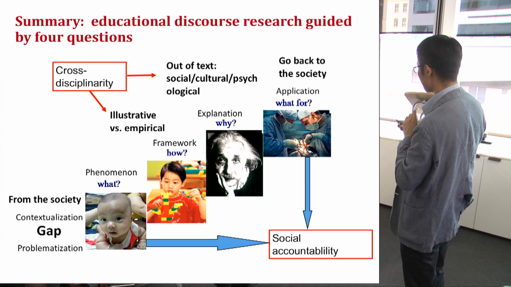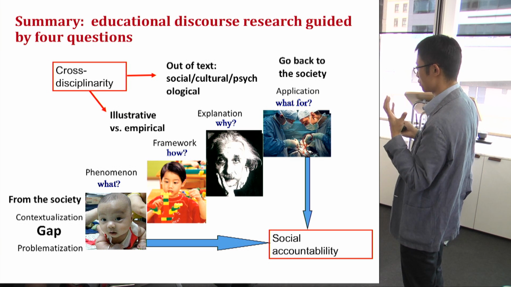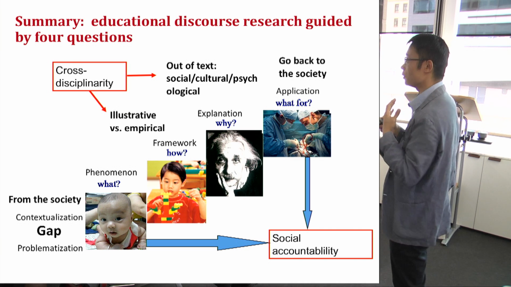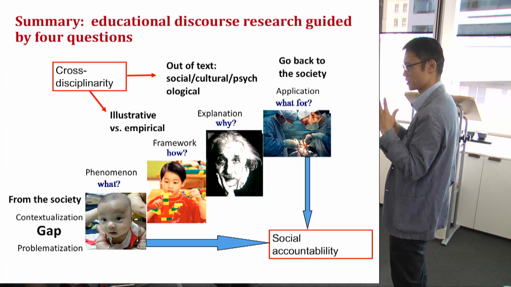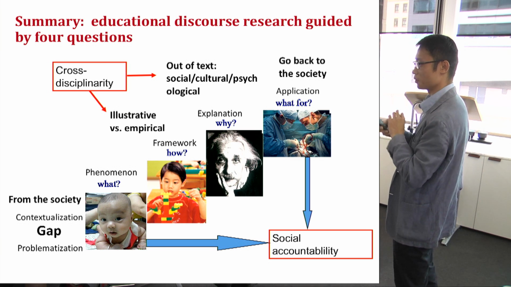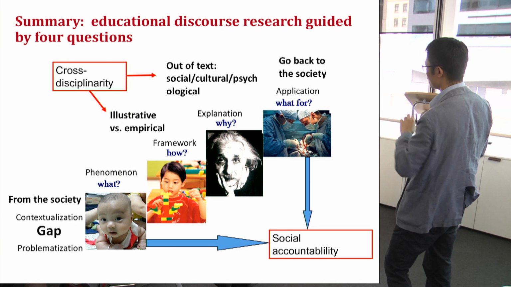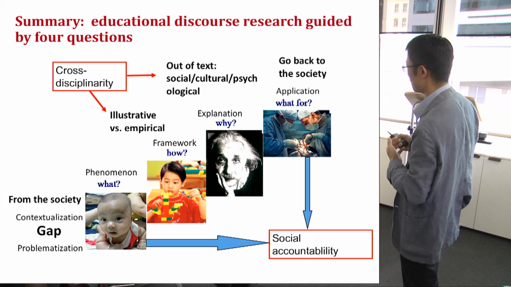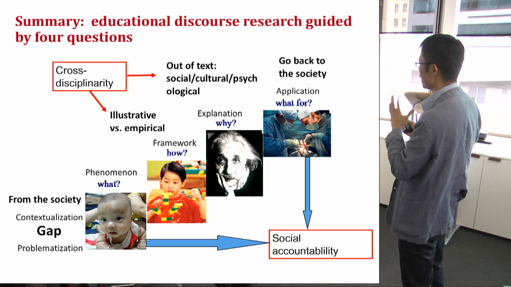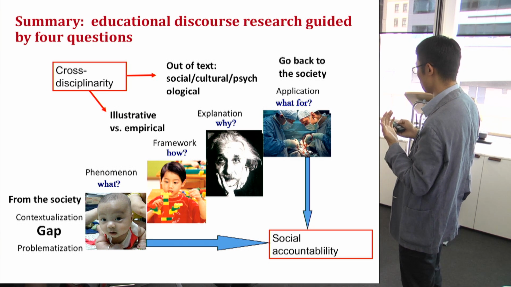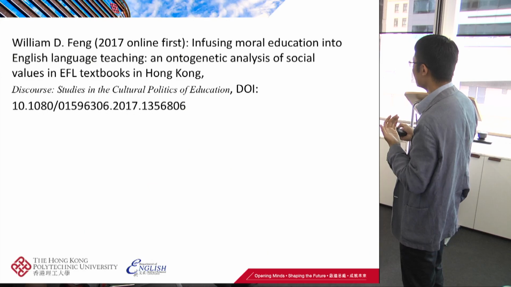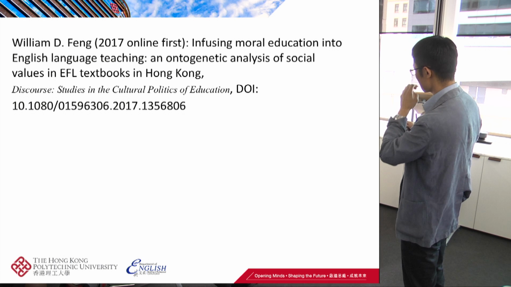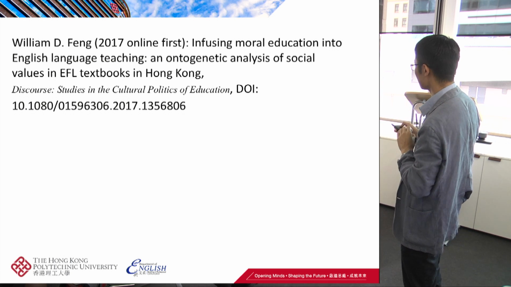Okay, and that is another aspect I want to highlight about education discourse research. That is social accountability, right? So I believe that is important here, but people would tend to think that discourse analysis is useless. Okay, but actually it is not, right? If it is situated in an important educational context, we also have something to contribute. Okay. So that is an approach of education discourse research guided by these four questions. Right, so this is the paper. It's online now, but it will come out maybe next year.